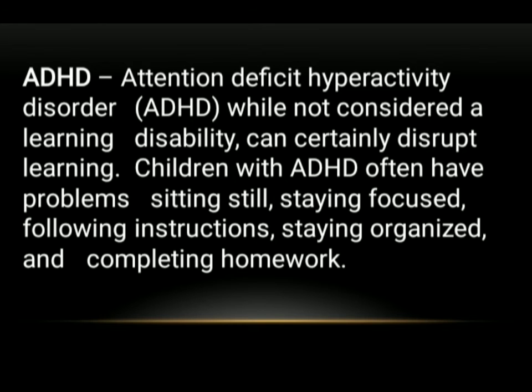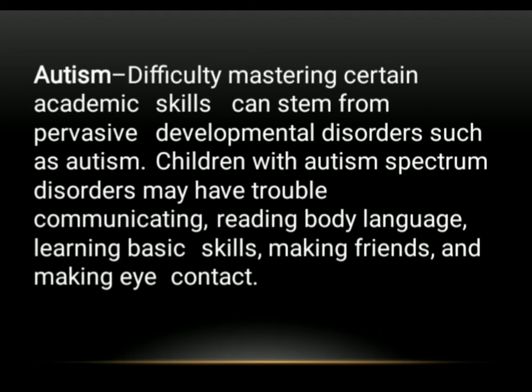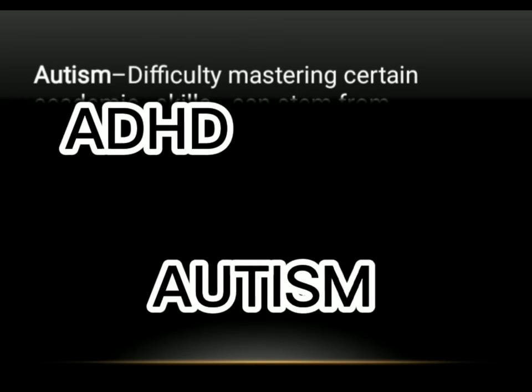The next one is autism. Difficulty mastering certain academic skills can stem from pervasive developmental disorders such as autism. Children with autism spectrum disorders may have trouble communicating, reading body language, learning basic skills, making friends, and making eye contact. Those are the other disorders that make learning difficult.